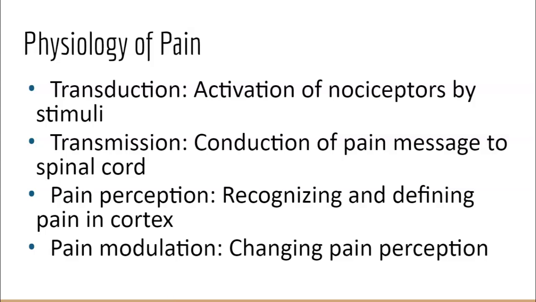Pain perception involves the recognition and interpretation of pain in the frontal cortex. The pain threshold is the point at which the brain recognizes and defines the stimulus as pain, the number and intensity of stimuli necessary to produce pain, as well as the duration and characteristics of the pain produced. They may vary from patient to patient, although the pain threshold usually remains fairly constant for an individual over time.